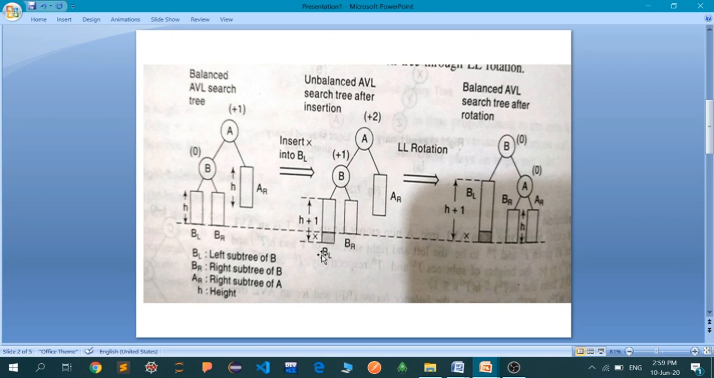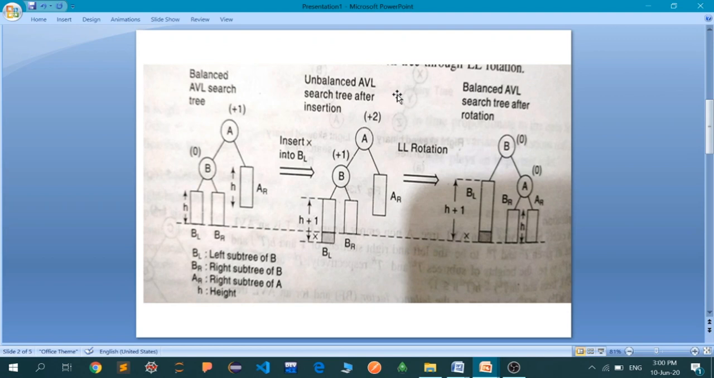Now, as you know, when we add this one node, the height of this left subtree now becomes h plus 1, because we have one new leaf node here. So the height of B is now h plus 2. But the height of the right subtree of A still remains h. Now if you calculate the balance factor at node A, it is going to be h plus 2 minus h, that is +2. Plus 2 or minus 2 is not inside the permissible limits to be an AVL tree. So this binary search tree at this point is not a legal AVL tree; it is an unbalanced tree.